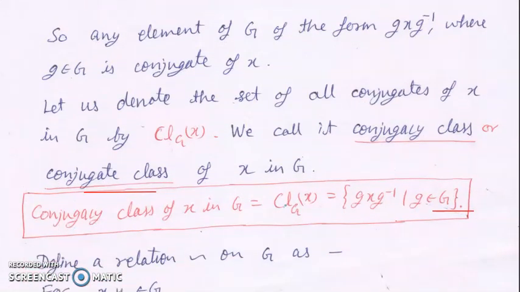So let us collect all the conjugates and make a set, and that set is called conjugacy class of X in G. We will denote that set by CL_G(X). This notation may vary from book to book, but we will use this notation for our lecture. So CL_G(X) is the conjugacy class of X in G. This is also called conjugate class of X in G. It is the collection of the elements of the form gxg inverse such that g belongs to G.